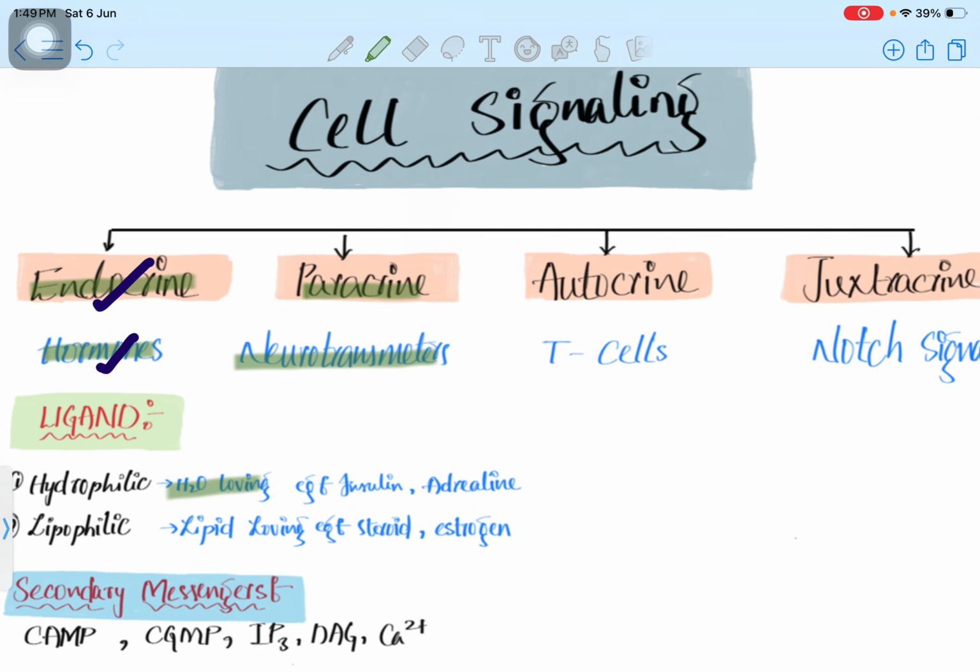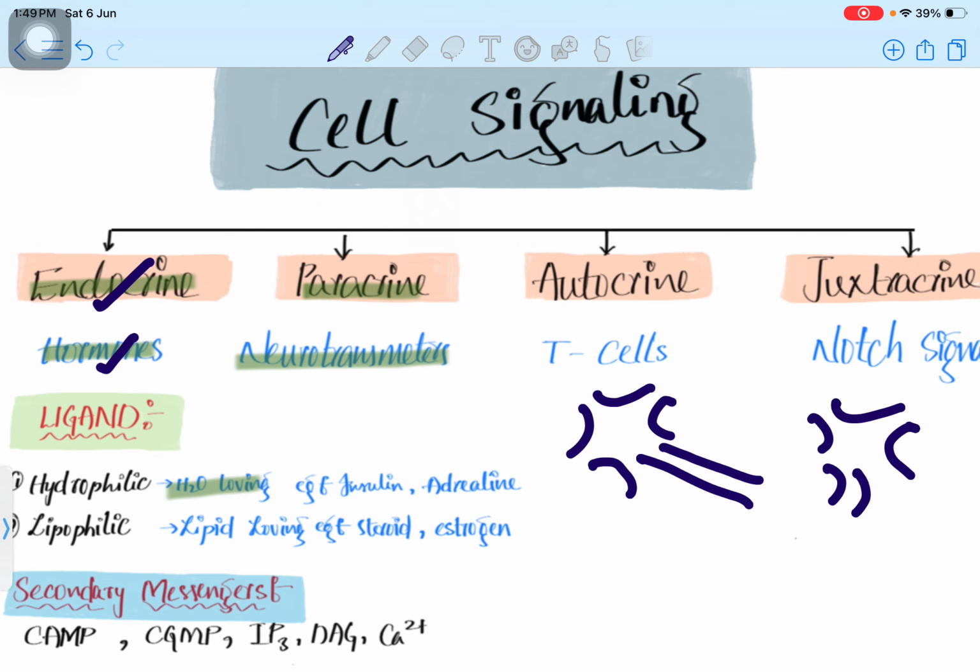But when we talk about the paracrine system, neurotransmitters are involved. For example, in our head region, the brain cells are called neurons, and they have this structure. These neurons secrete neurotransmitters, which travel to another neuron and attach, and signaling happens in that cell. This is known as paracrine.